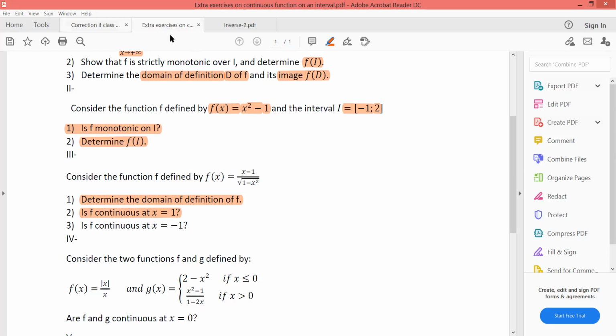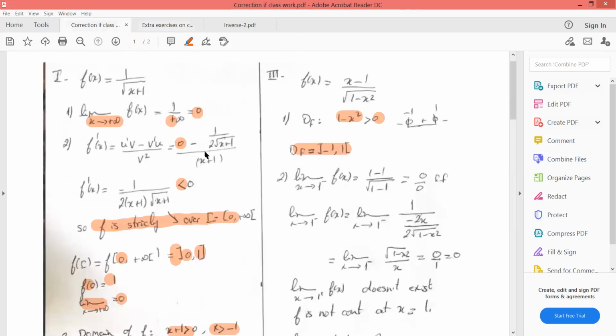How do we know if it is continuous at x equals 1? I determine the limit first as x tends to 1 minus. I replace x by 1, we get 0 over 0, which is an indeterminate form. So we use L'Hospital's rule. What does L'Hospital's rule tell us? Derivative over derivative.